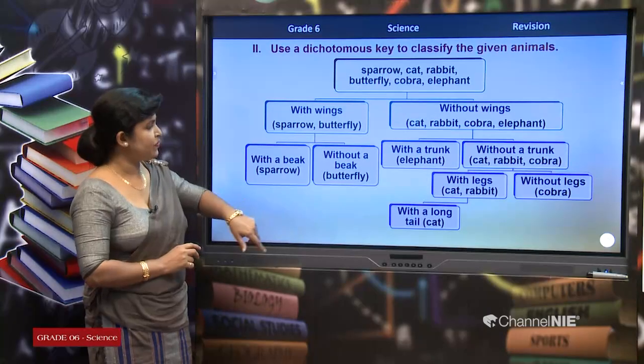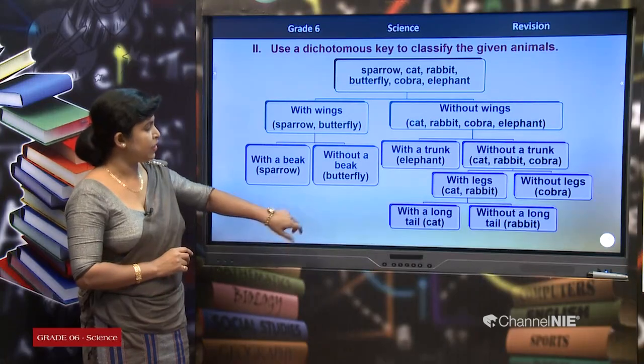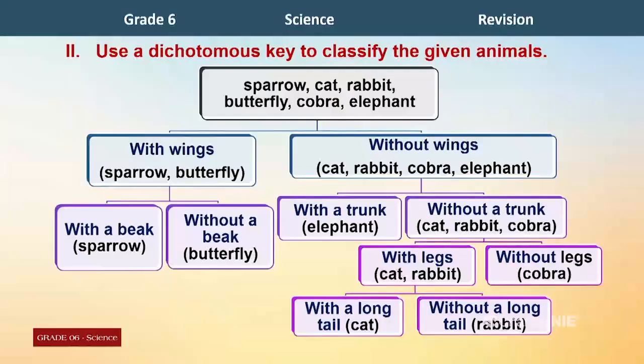Again, the animals with legs are divided into two groups in this way: with a long tail and without a long tail. You know that the cat is an animal with a long tail. We can easily identify that external feature. And without a long tail, the rabbit, it has a short tail.